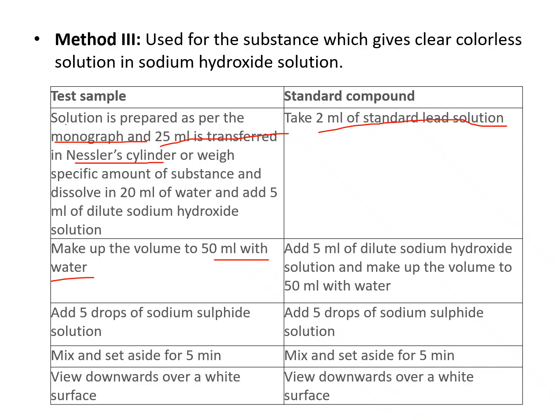In the case of the standard solution, add 5 ml of dilute sodium hydroxide solution and make up the volume to 50 ml with water, same as that of the test sample. Then add 5 drops of sodium sulfide solution to the test and the standard. Mix and set aside for 5 minutes. View downwards over the white surface, we can see the observation.